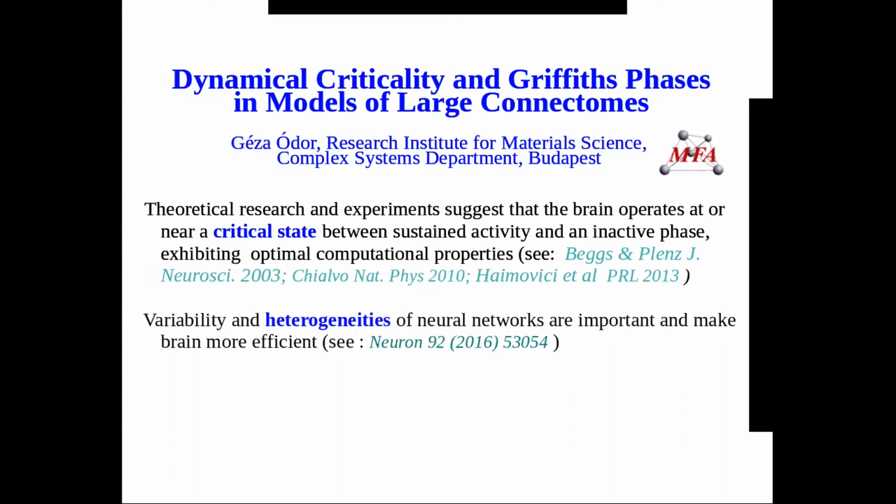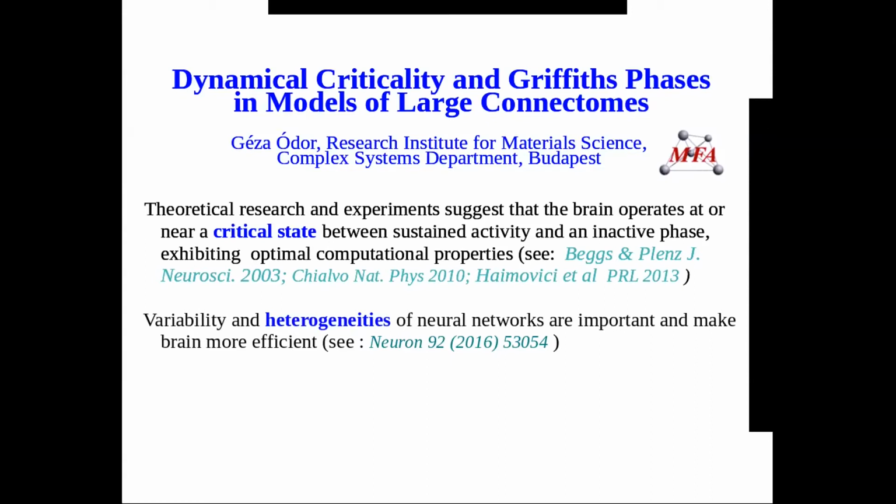Okay. So there is a hypothesis that there is criticality in the brain, which is supported both by theory and experiments, that the brain is at a sustained activity just at the edge between the active and inactive phase. And the references are provided, the first references are provided there.